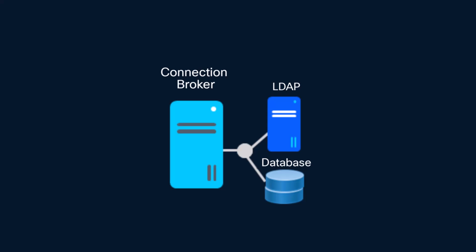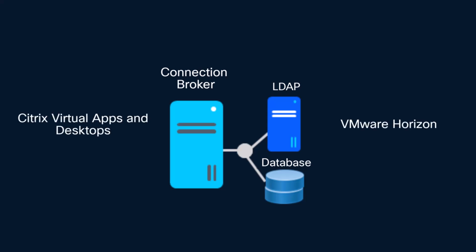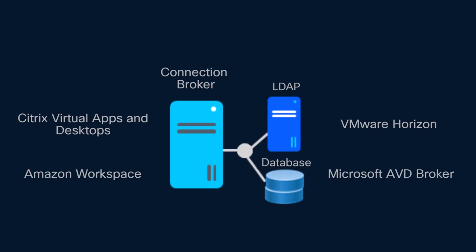Each virtualization vendor has their own set of services or features that are associated to the virtual connection broker. The supported connection brokers that are used with JVDI and WebEx VDI are Citrix Virtual Apps and Desktops, VMware Horizon, Amazon Workspaces, and Microsoft AVD Broker Service.